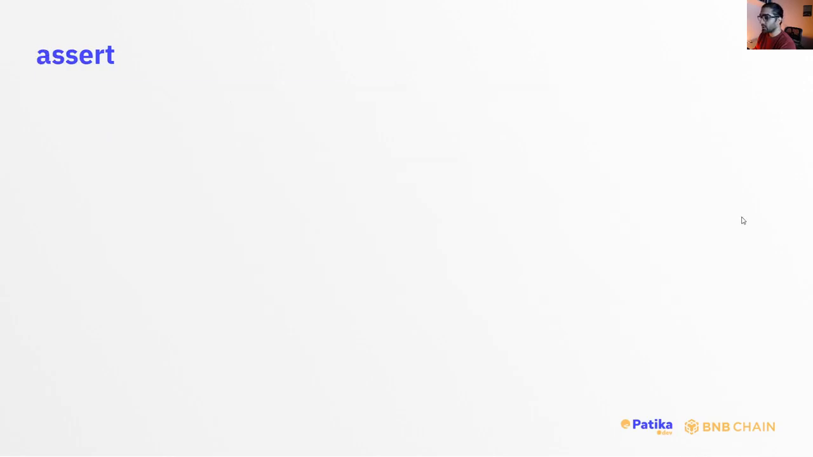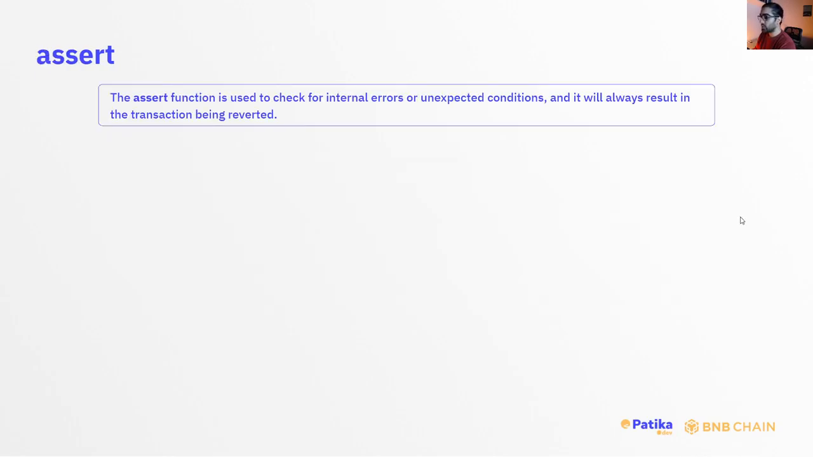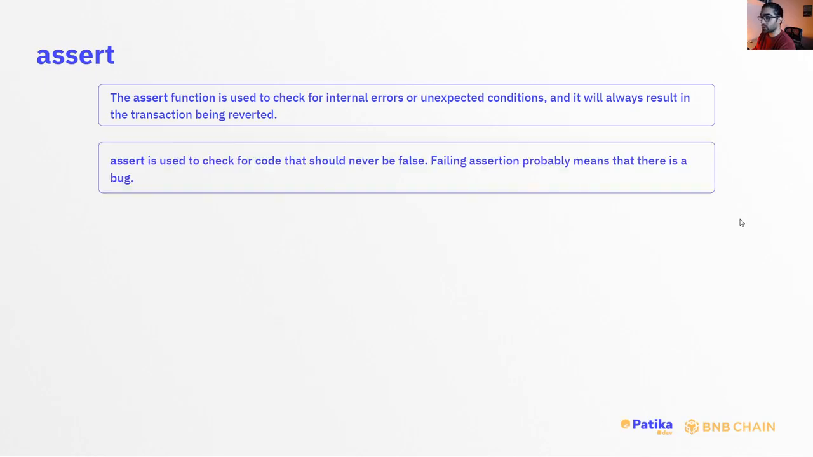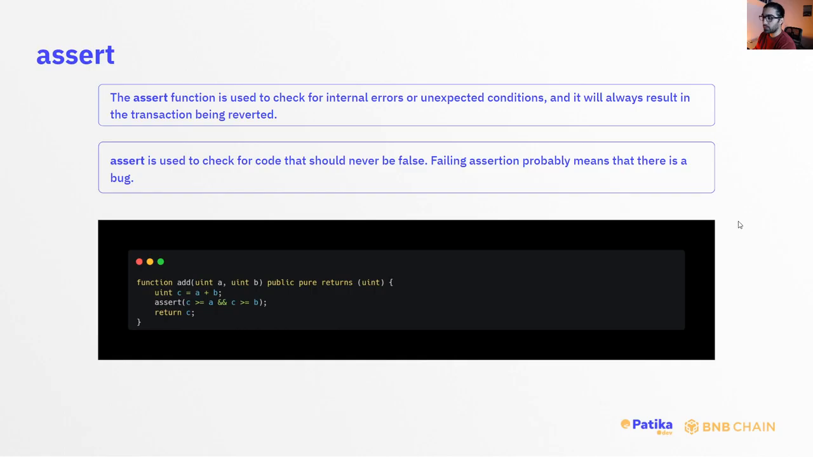Okay, so assert. The assert function is used to check for internal errors or unexpected conditions, and it will always result in the transaction being reverted. Assert is used to check for code that should never be false, so that's important. And a failing assertion probably means that there is a bug in your code. Okay, so here is how we can use it.